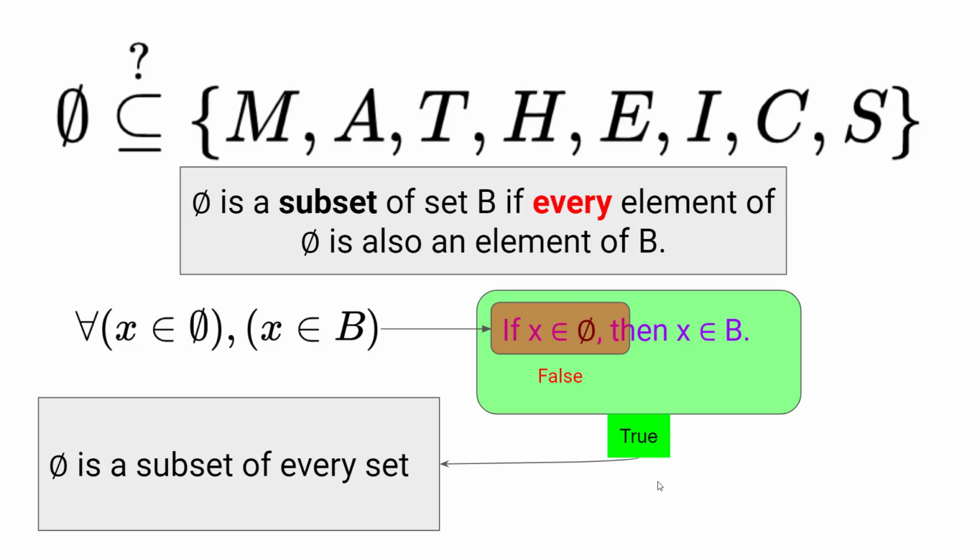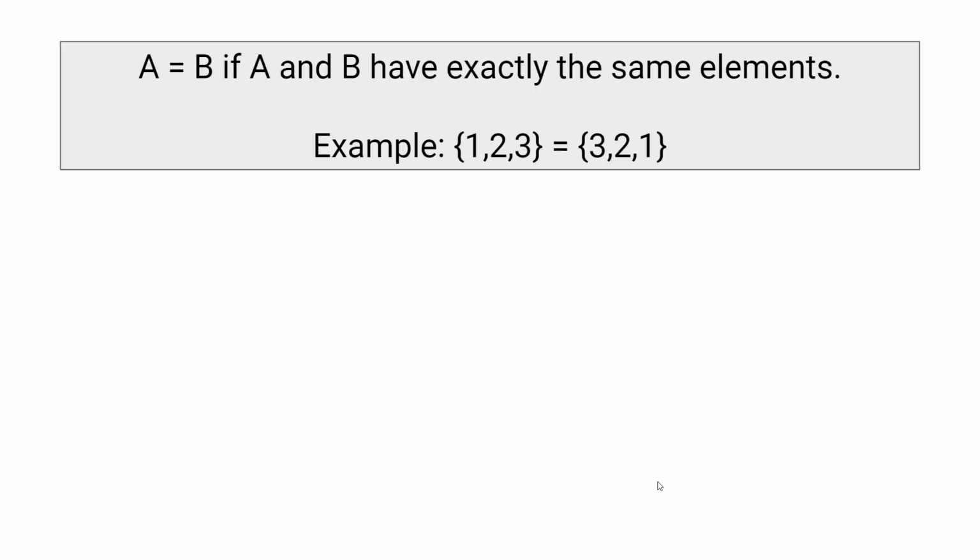In addition to subset relations, we can talk about whether two sets are equal. Two sets are equal if they contain exactly the same elements, like the set {1, 2, 3} and the set {3, 2, 1}. These are equal sets because they have the same elements. The ordering doesn't make them different.